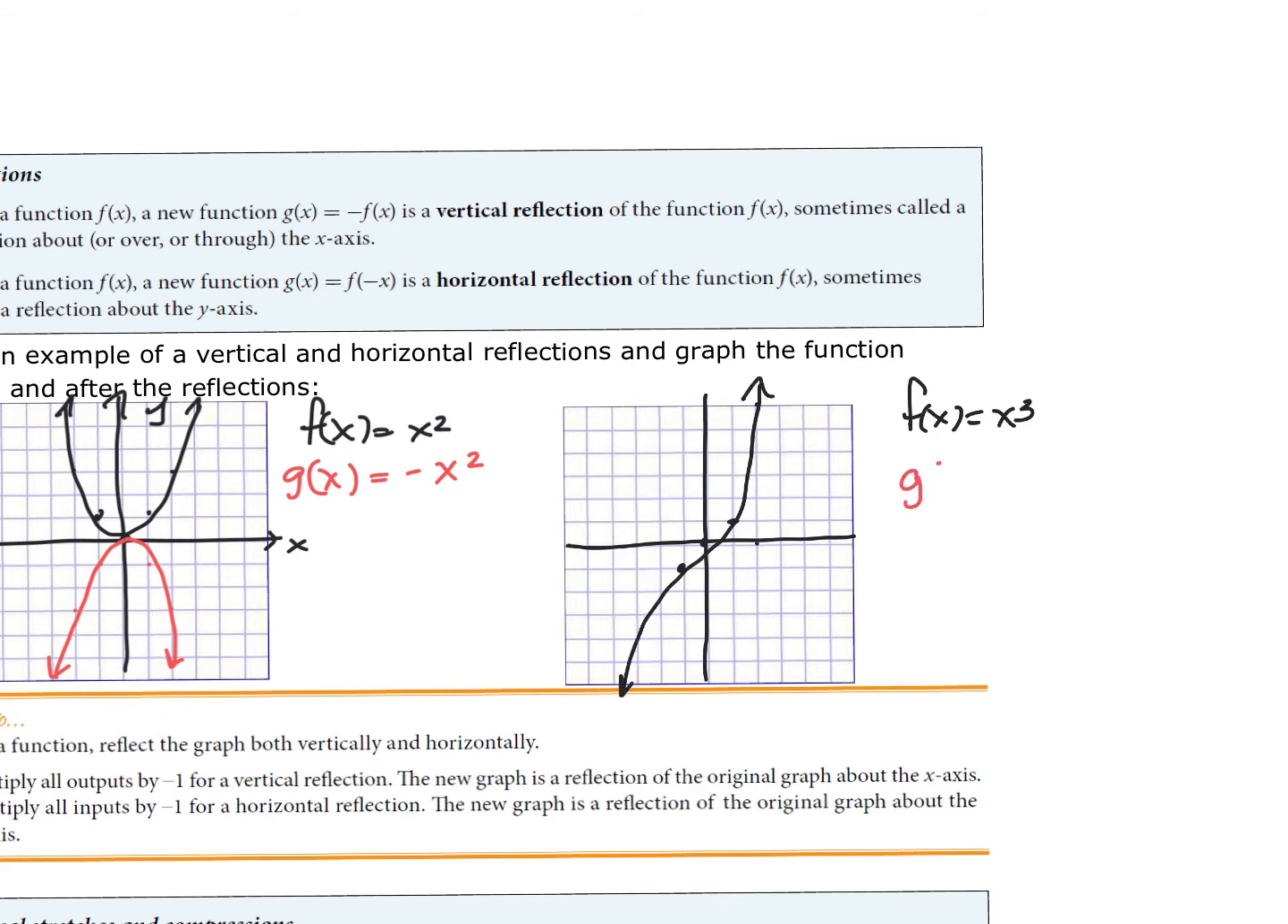Now, g of x is going to be negative x, the quantity cubed, which is going to give me negative x cubed. So this side is going to come over here, and this side is going to come over here, and it's going to look something like this. Now, you're thinking, but isn't that just a reflection across the x-axis? And the answer is yes, because x cubed is an odd function, so it's going to behave as if I had just done a reflection across the x-axis. But really what I did there was a reflection across the y-axis.